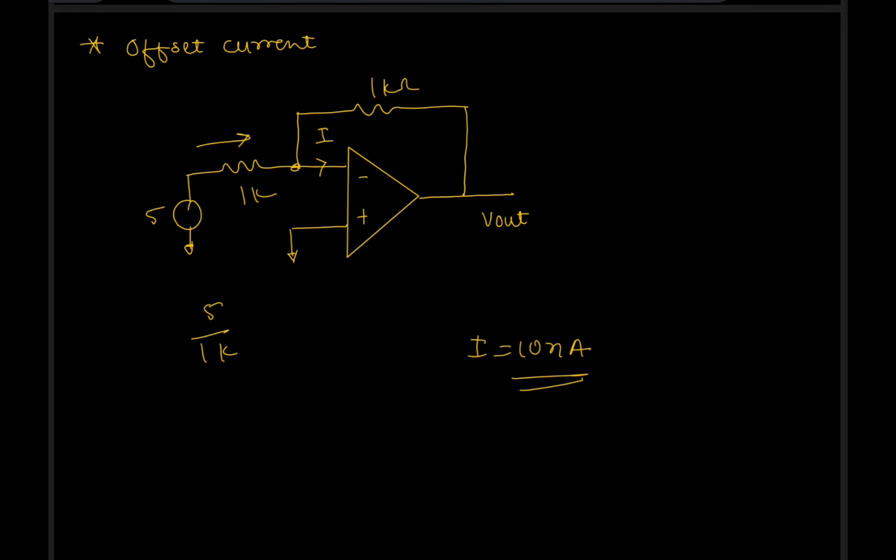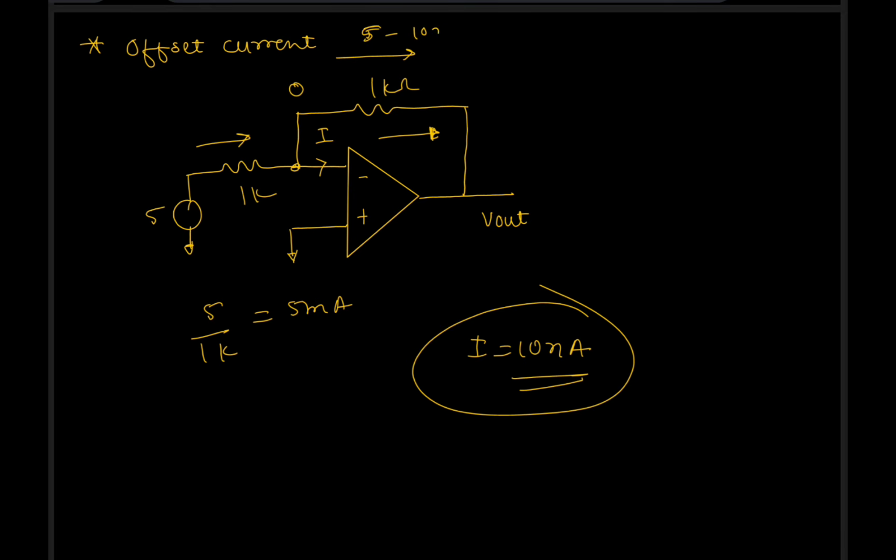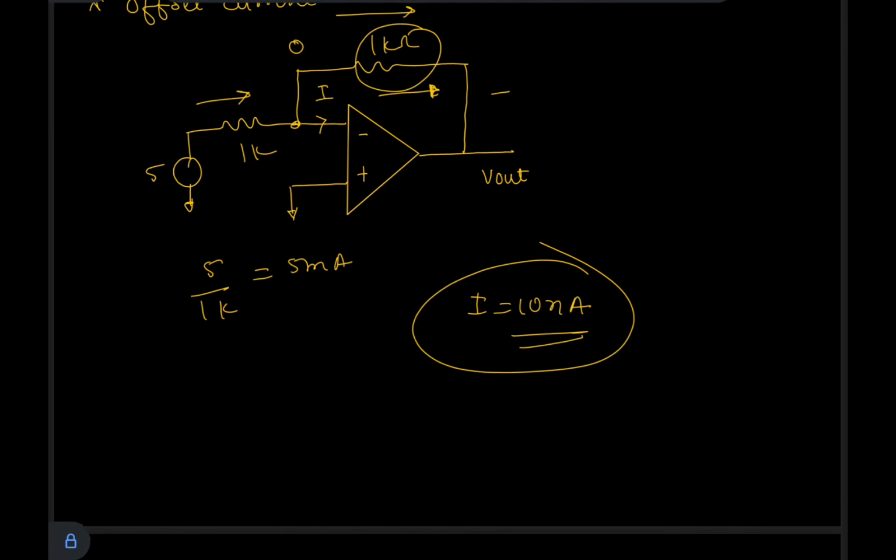The current from here will be 1 by 5, by 1 kilo, that is 5 milliampere. So 5 milliampere minus this offset will be traveling from this. This node is 0, so 5 milli minus 10 nano ampere will be passing through this. Now into this resistance you will get the answer. So this is how you can solve the offset current question.